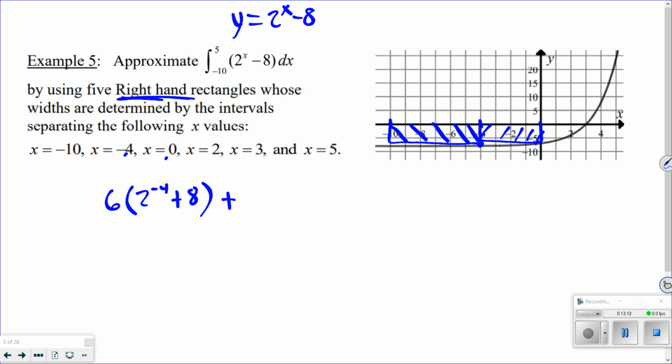Hey, by the way, this is going to come out... oh, I shouldn't have put a plus 8 in there, I'm sorry. You're probably asking yourself what I was doing. I have no idea what I was doing. Okay, it should be a minus 8.